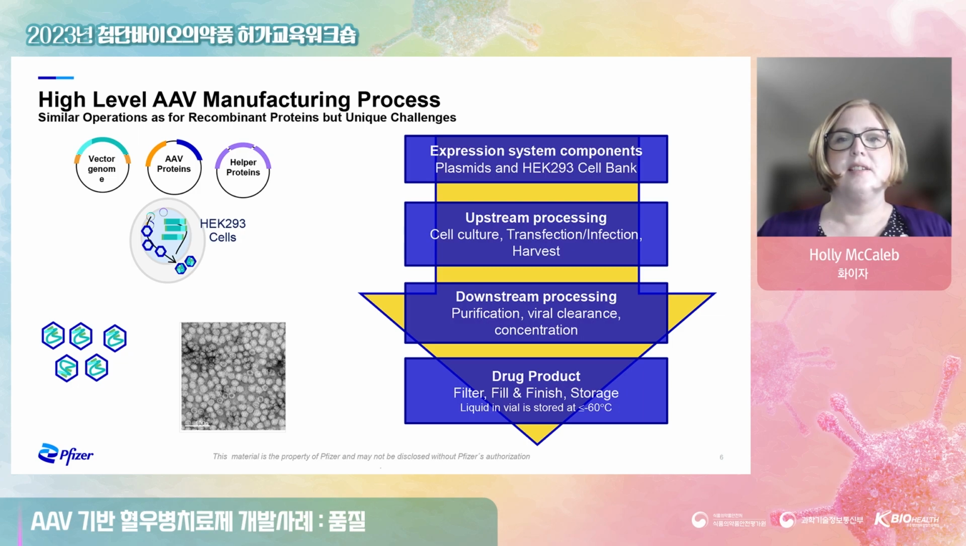The AAV manufacturing process starts with a cell bank, usually HEK293 cells, and the 3 plasmids necessary to generate the AAV. Upstream processing includes growth of the cells in culture, transient transfection of the HEK293 cells with the plasmids, and then harvest of the AAV capsids. Downstream processing includes purification, viral clearance steps, and concentration. Filter, fill, and finish steps are completed to generate the drug product, which is then stored at temperatures below -60 degrees Celsius. An electron microscopy image of purified AAV capsids is shown on the bottom left of the screen.